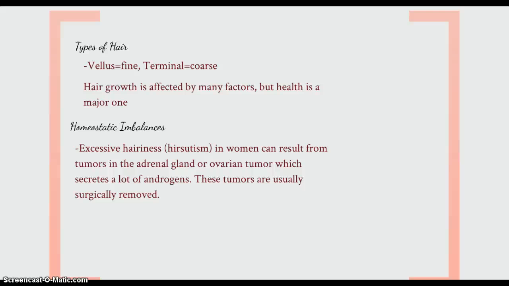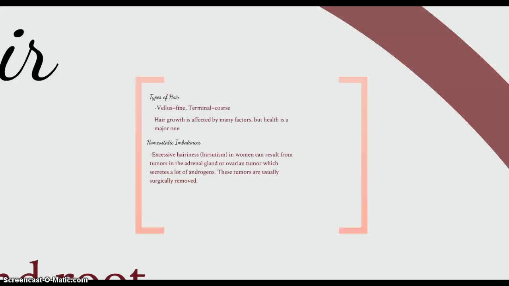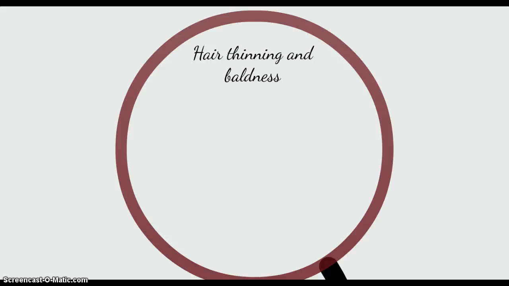And so what happens is those tumors allow the areas to secrete a lot of androgens, and these tumors are usually surgically removed because I don't think there are many women that want an excessive amount of hair, and I'm talking about excessive amount of hair. So let's continue talking about hair.